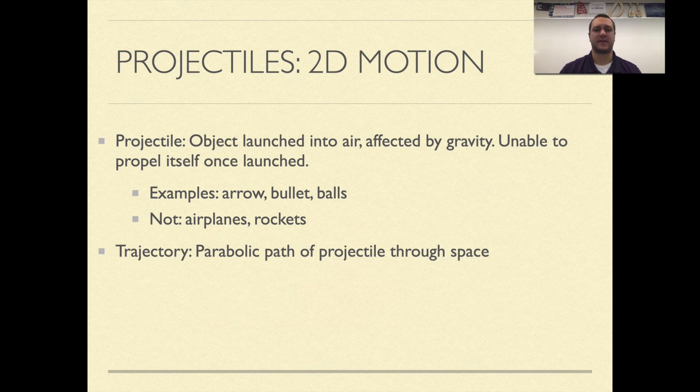And it can't propel itself once it's launched, and that's the big thing here with a projectile. Once it is airborne, gravity is the only thing influencing it, and it cannot propel itself at any point in time after. Examples of this would be an arrow, so you shoot an arrow, that would count. A bullet. You kick a soccer ball, kick a football, throw a softball, hit a baseball, hit a golf ball. You name it, if it is airborne and cannot somehow propel itself, it is a projectile.